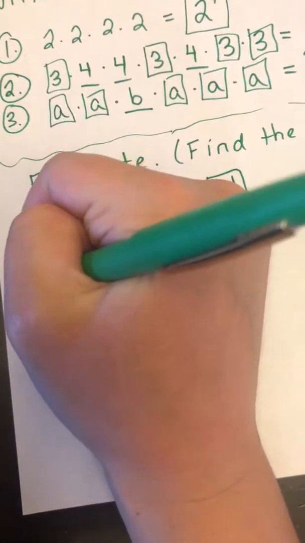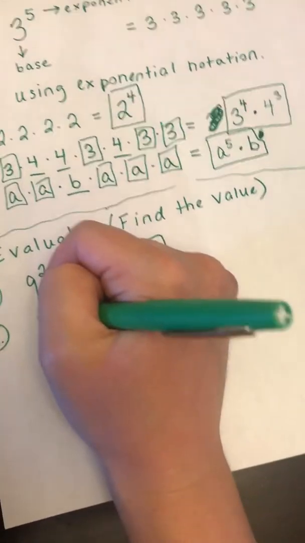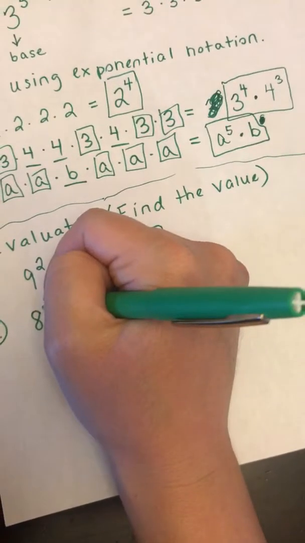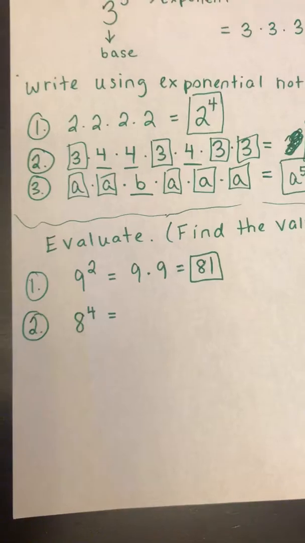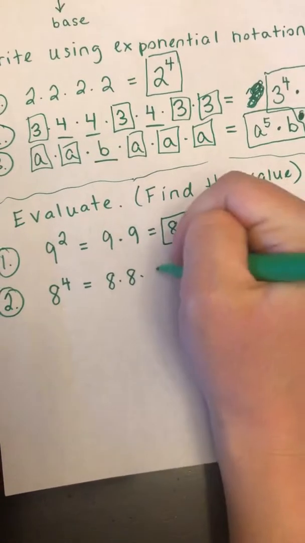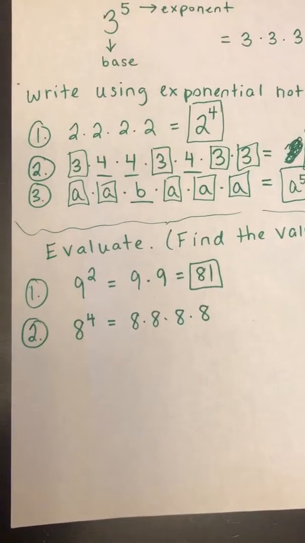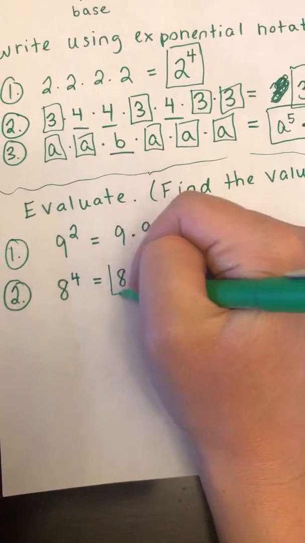Let's do another one. What about if I have something like this? 8 to the 4th power. Again, this does not mean 8 times 4. It means the number 8 times 8 times 8 times 8. So in this case, we have 4 8s. So what we're going to do is just multiply from left to right and keep building our answer.